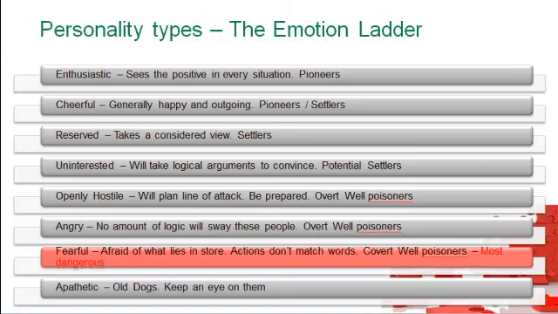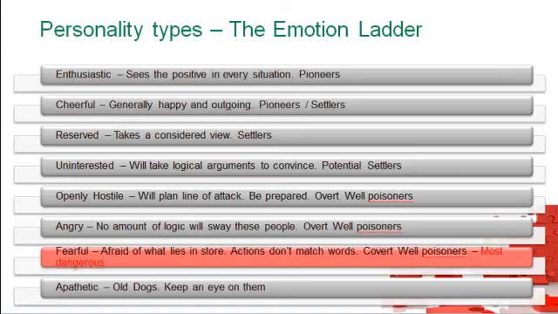No amount of logic will sway these people. Have you ever tried to have a logical discussion with an angry person? It doesn't work. You're not going to change the way they think. And you've got the fearful, afraid. These people are covertly hostile towards what you're trying to say, but they won't show it. These are the covert well poisoners. These are the most dangerous people on the emotion ladder. These are the people who will say one thing and then go and do another, and that's the easiest way to spot them.